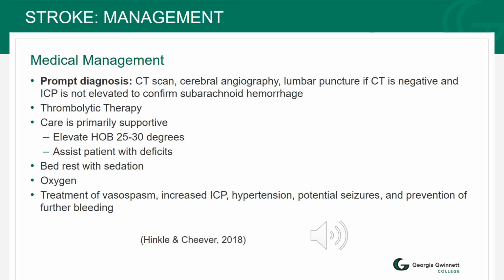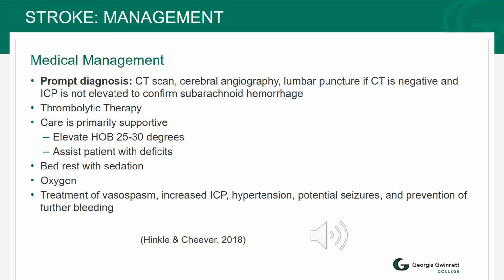You're going to want to make sure that with clients that are rule out stroke or have strokes, that we elevate the head of bed 25 to 30 degrees. That is because we want to keep their airway patent. We want to keep secretions from pooling in the back of the throat. Assist them with deficits depending on what the deficit is. And again, that depends on what area of the brain has the blood deficiency or dysfunction.